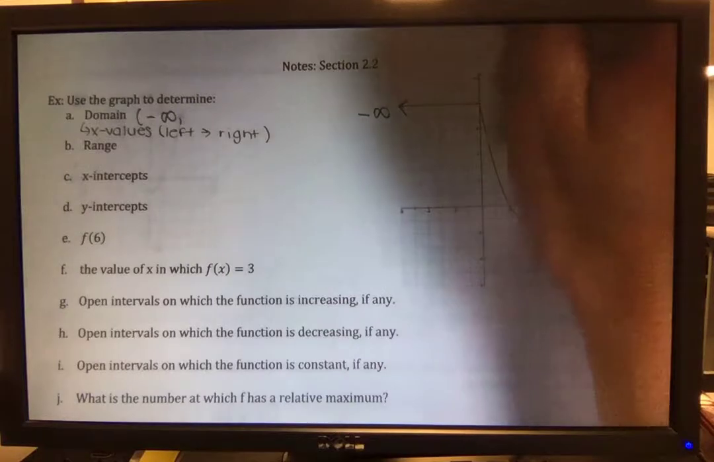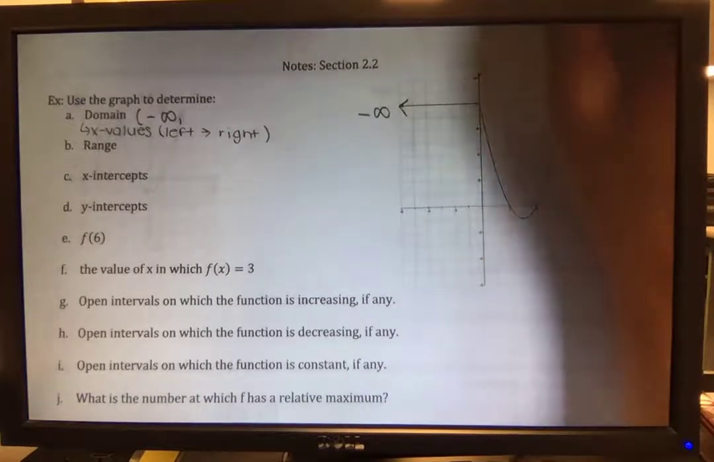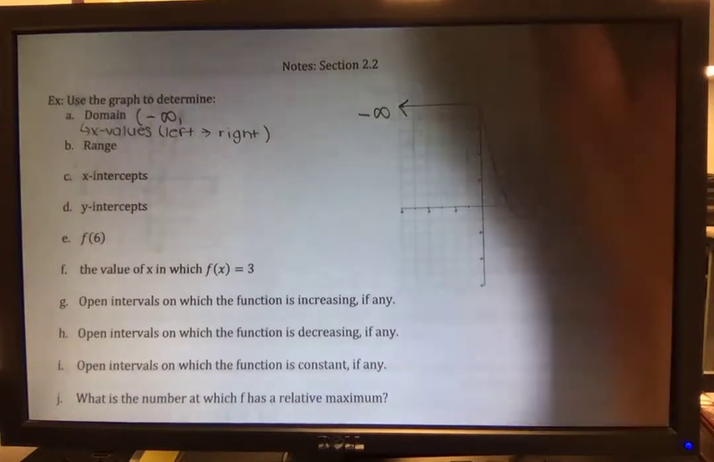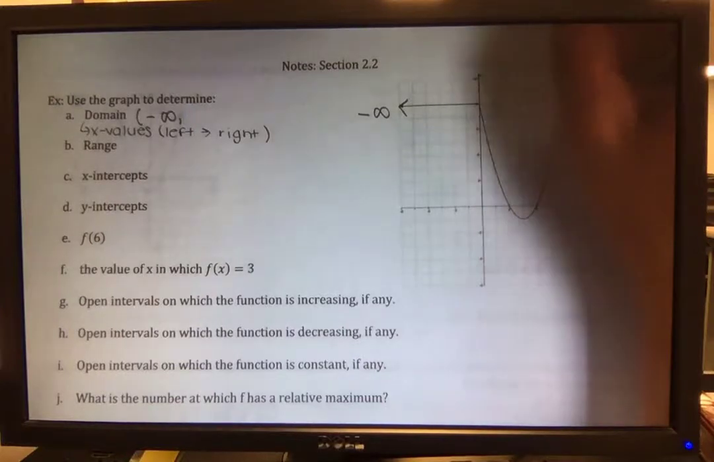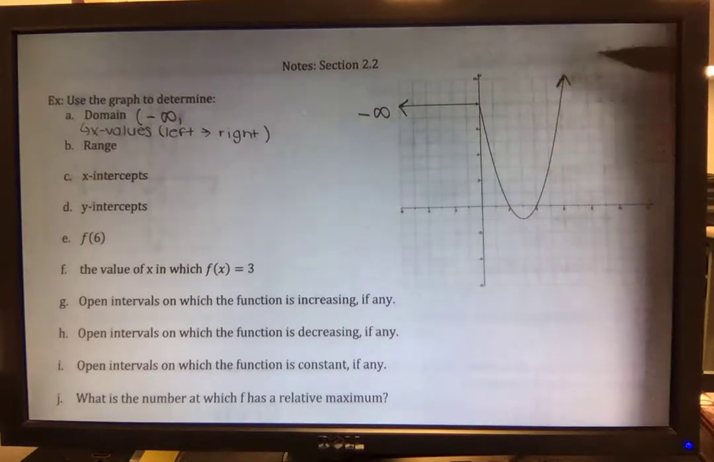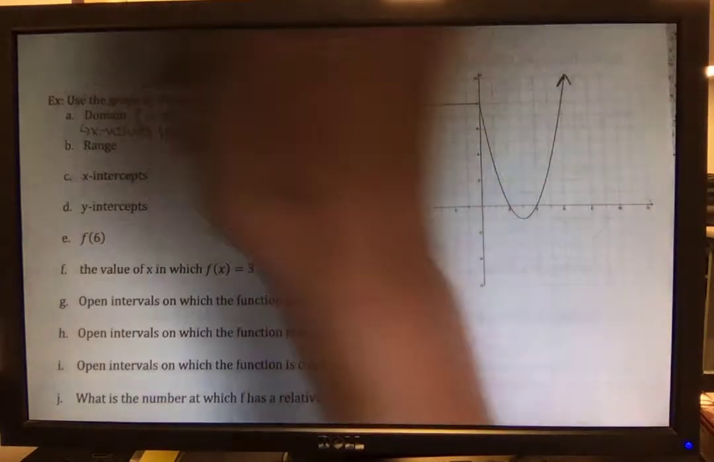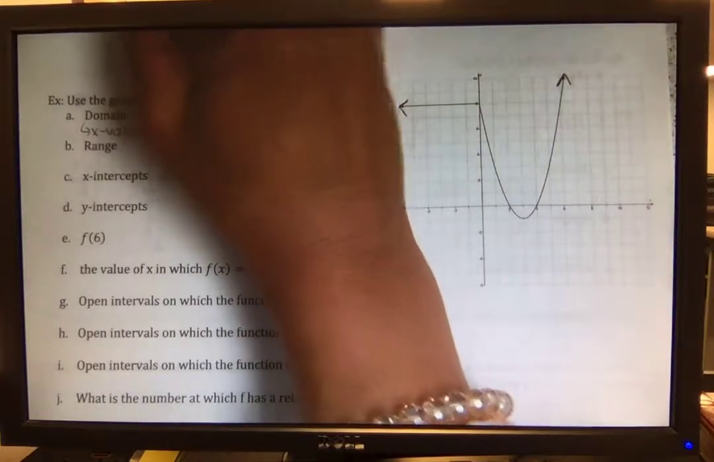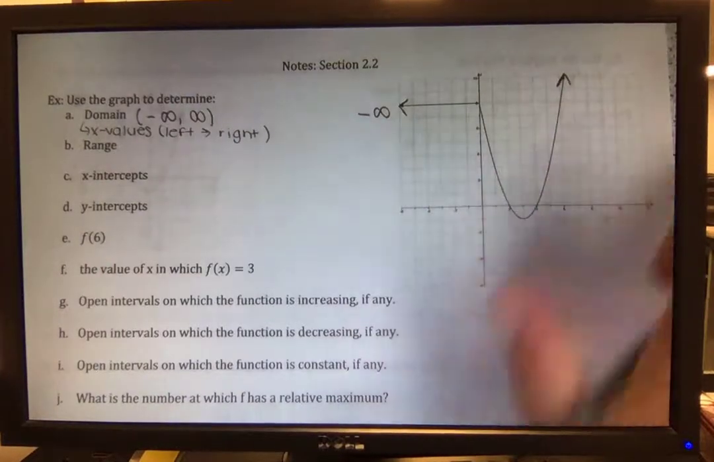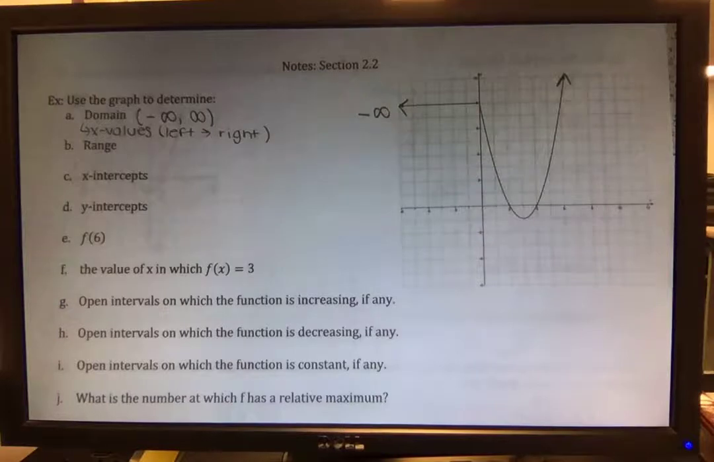Our graph's going to go over, it's going to go down. That's okay. I'm just worried about what's happening on the right-hand side. If you notice, our graph is going up, and it's slowly going towards the right forever. So it's going from negative infinity. It's not stopping anywhere on our right-hand side, so it's going on forever to the right, towards positive infinity. So our domain is from negative to positive infinity.